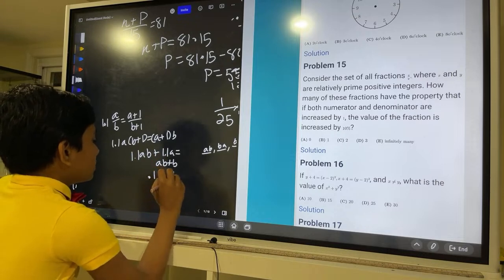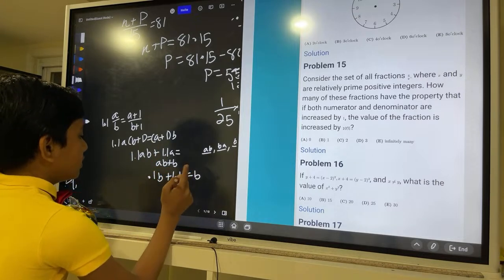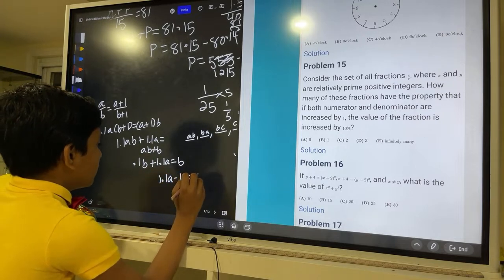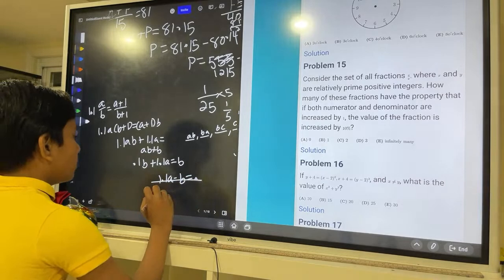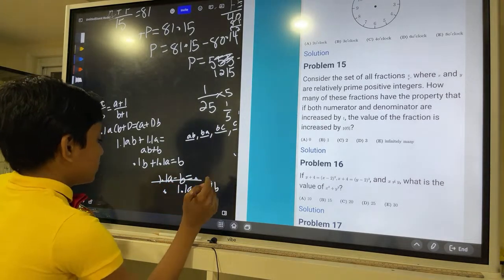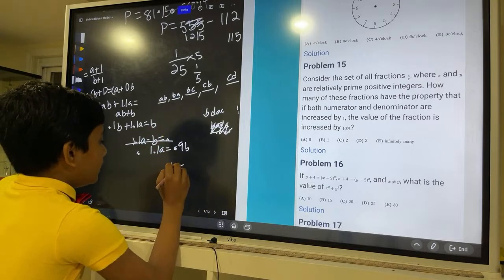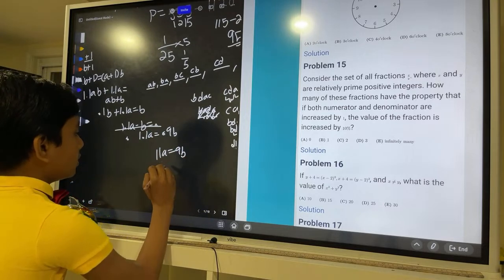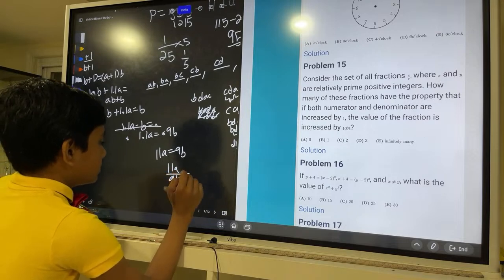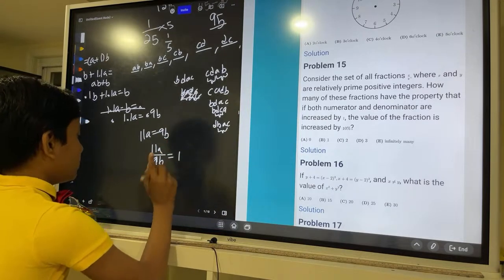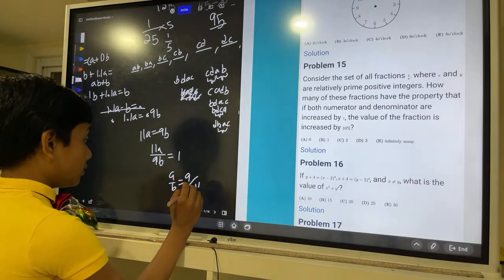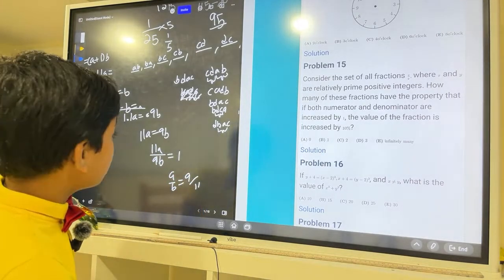0.1b plus 1.1a equals b. So 1.1a minus b equals... 1.1a equals 0.9b. So 11a equals 9b. So that means 11a over 9b is 1. A over b is, wow, that's certainly a fraction.